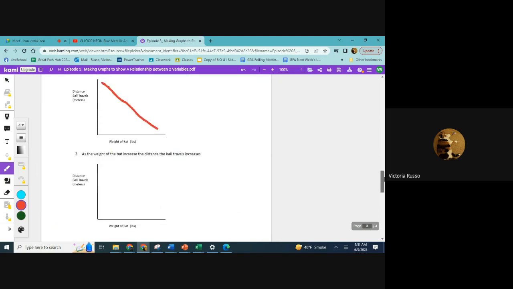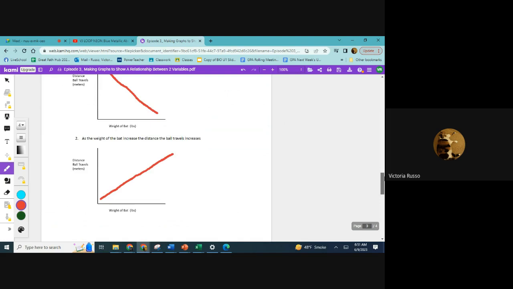So question 2. As the weight of the bat increases, the distance the ball travels increases. So again, we're going this way. Our weight of our bat is increasing. The distance the ball travels is increasing. So our line might look like this. All right, what are some other relationships?